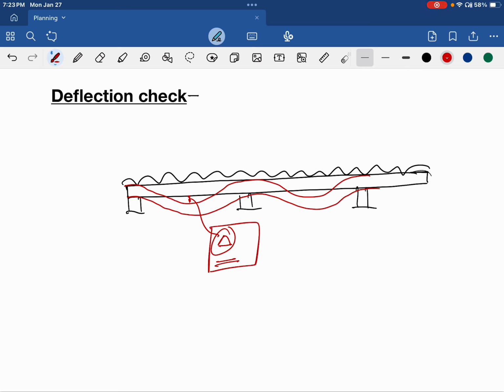Okay, so how we are going to do that? There is a check we are going to perform. Kindly observe this deflection is coming maximum at the midspan. This midspan deflection is the highest. So this is where we need to check it.